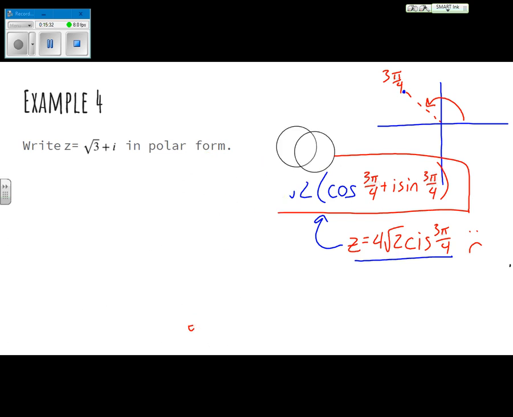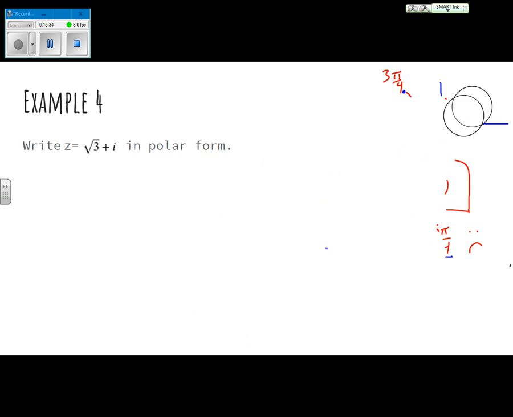All right, you got this one. I'm going to let you find the r and the theta, put it in polar form for me, and come back and see if you get the same thing I get. So hit pause on the video.